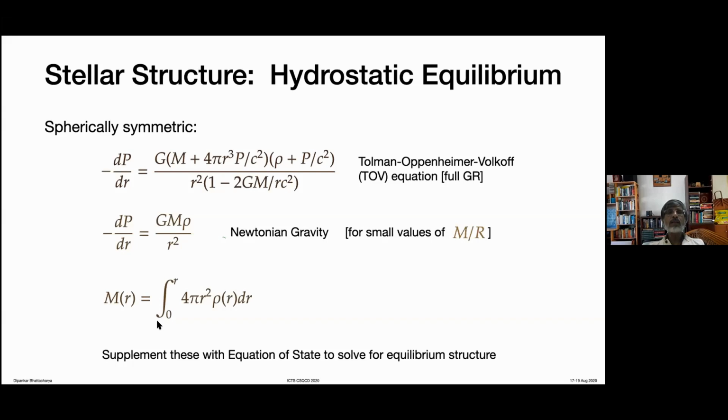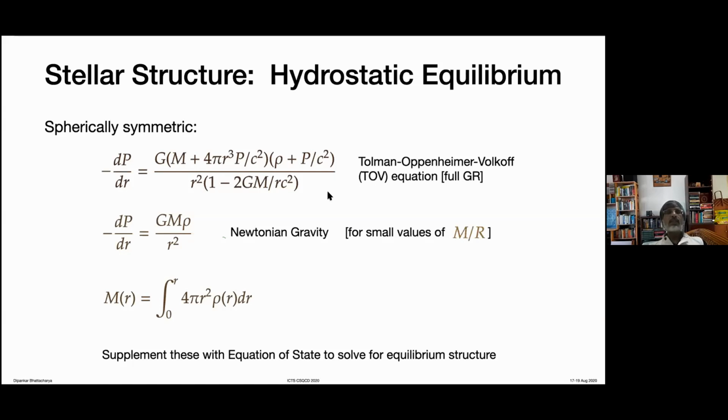So M of R is the integral from 0 to R of 4 pi R squared rho of R dr, rho being the mass density. And that is this rho over here. And then you have these terms, 4 pi R cubed times pressure divided by c squared, c being the speed of light. And at the denominator, you have this R squared multiplied by 1 minus 2GM by Rc squared. And this is an equation which is written in full general relativity. And it goes by the name Tolman-Oppenheimer-Volkoff equation.